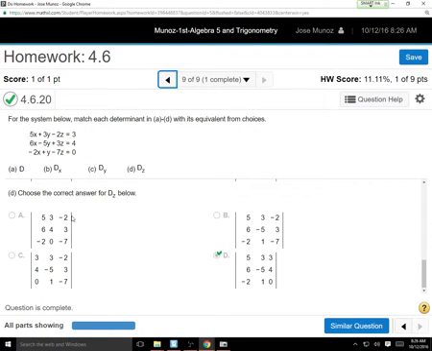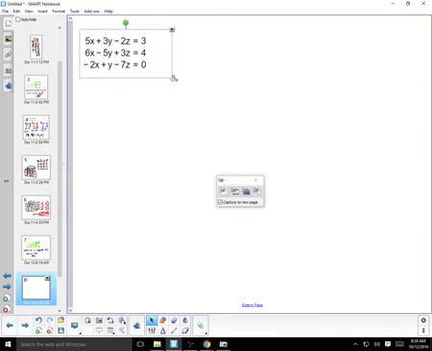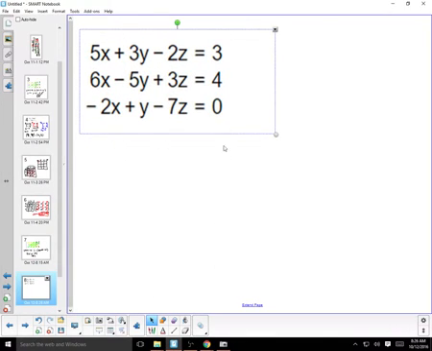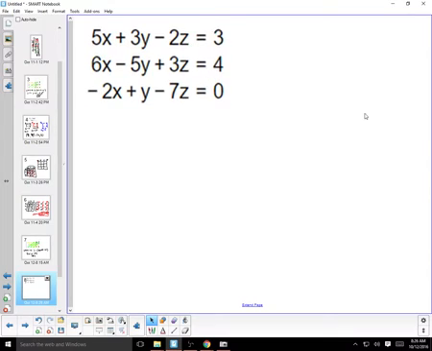I'm going to go ahead and grab this problem here, and we're going to solve it. Actually solve it, find a solution using the matrix method. And like I said before, there's a couple things you could do, right?